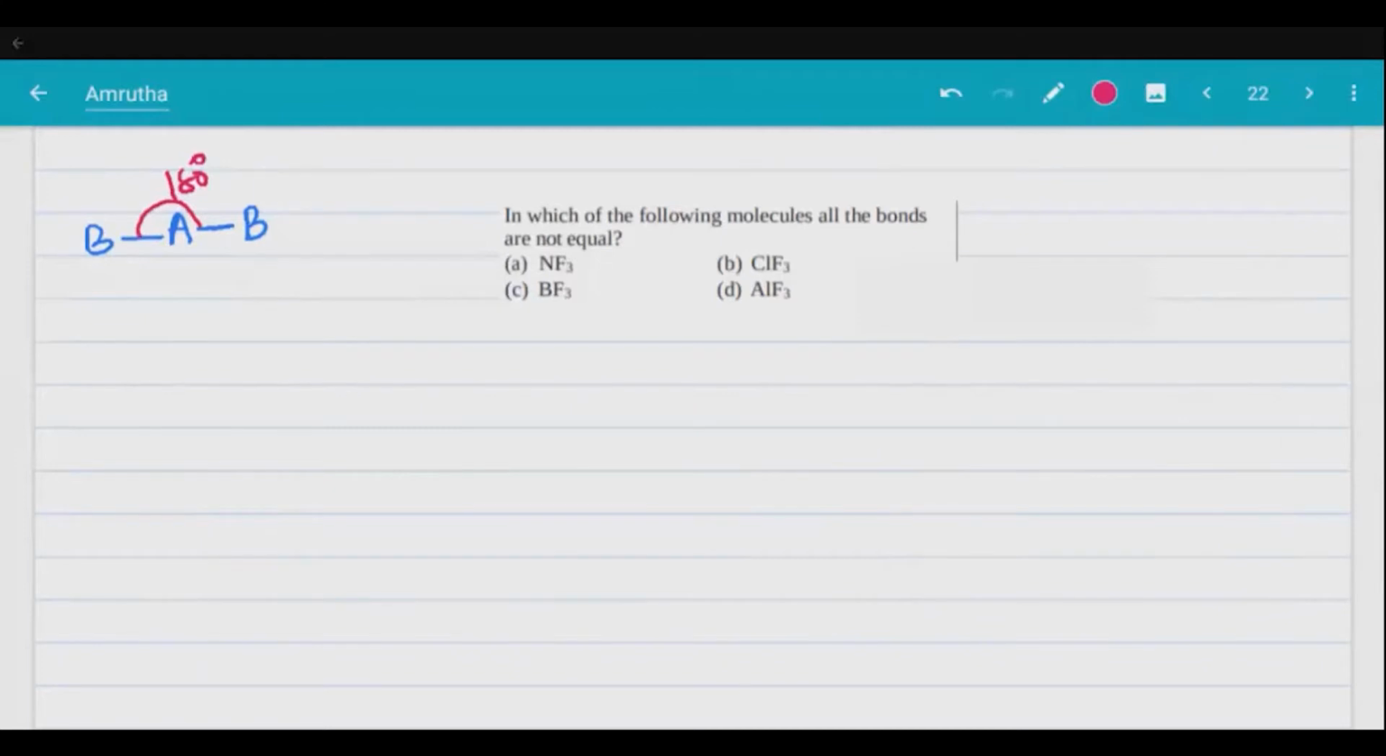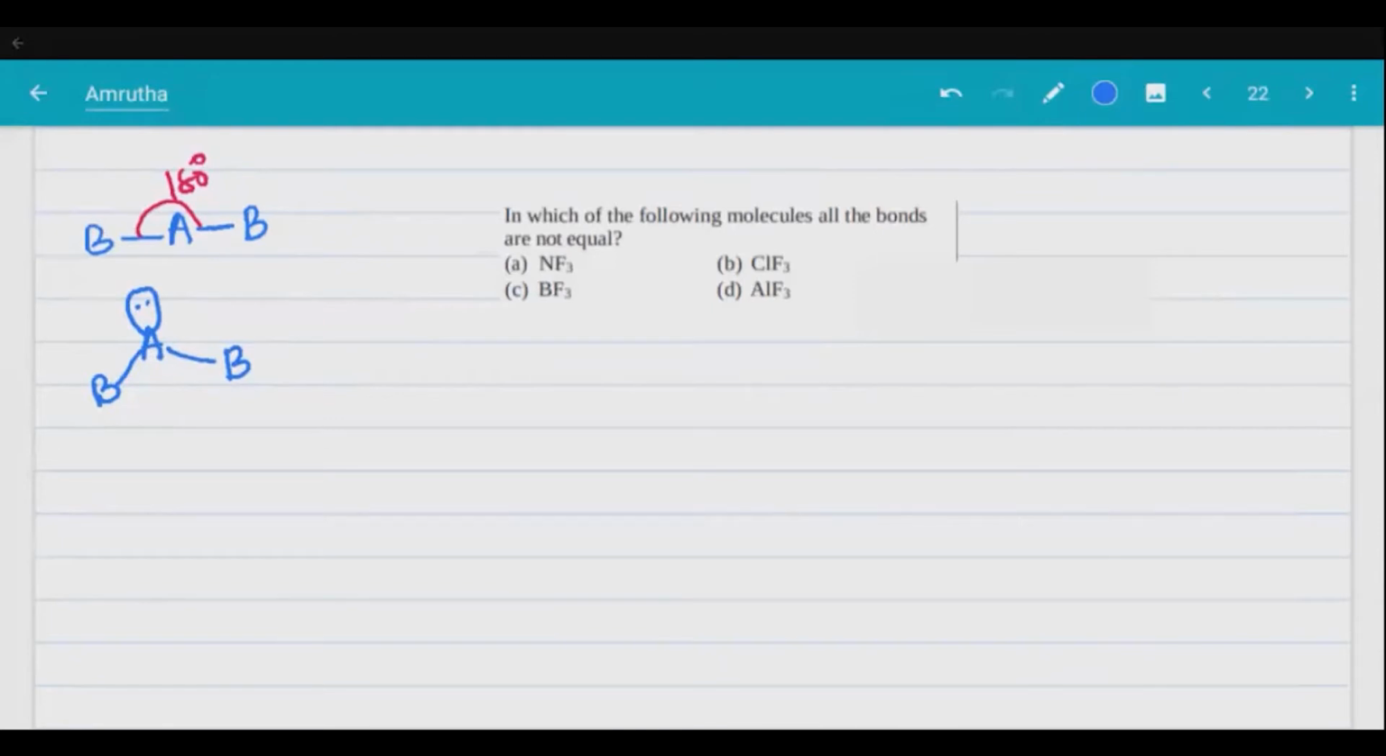But if on A, I place a lone pair, and these are B, B, now what will happen? Are they same? They may not be same. They may not be same if there is a lone pair. So just look at these molecules where we get lone pair.